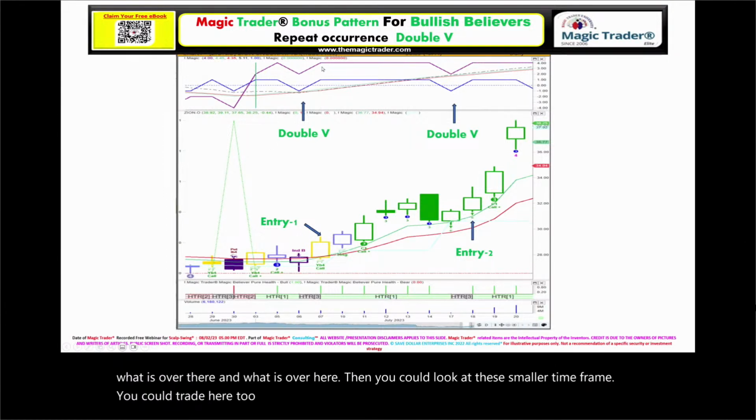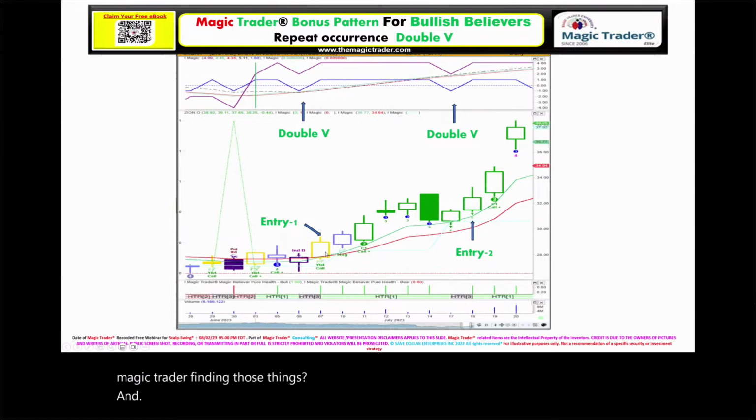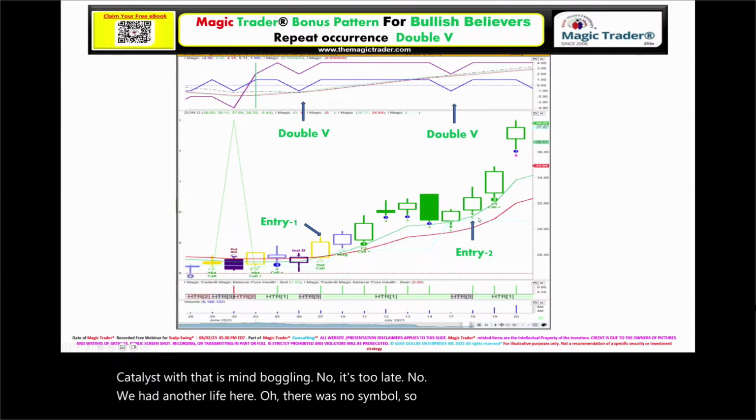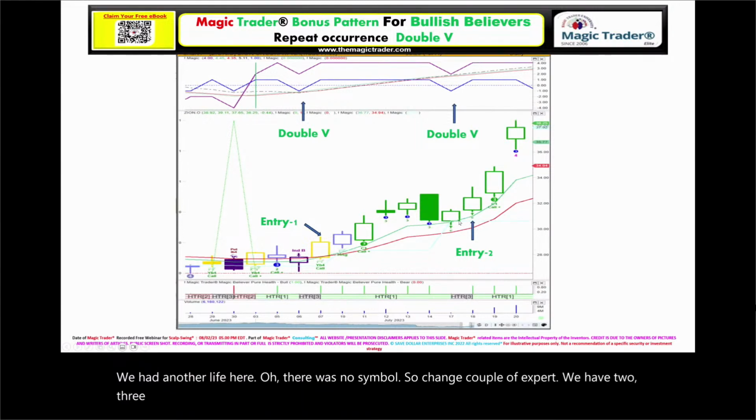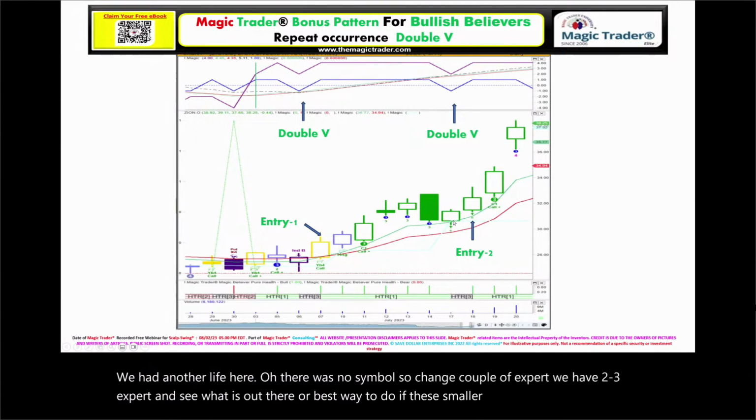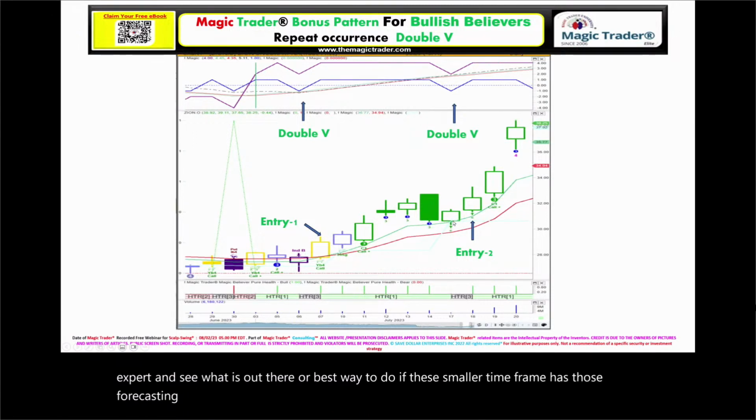But today, I urge people to start doing paper trading. Whoever has the magic trader, finding those things and the catalyst with that is mind-boggling. No, it's too late. No, we had another life here. Oh, there was no symbol. So change a couple of experts. We have two or three experts, and see what is out there. Or the best way to do it, the smaller time frame has those forecasting. They have a yellow bar, either this day or that day. And we are very close to the mean risk reversion area.